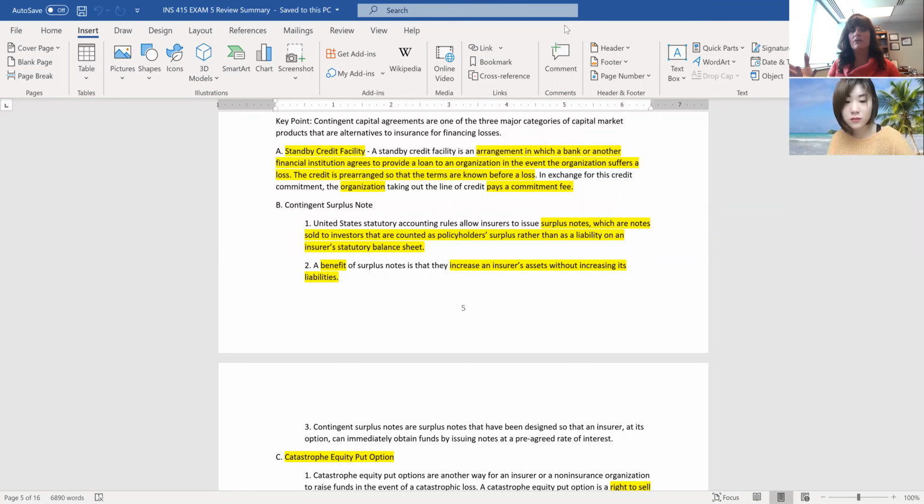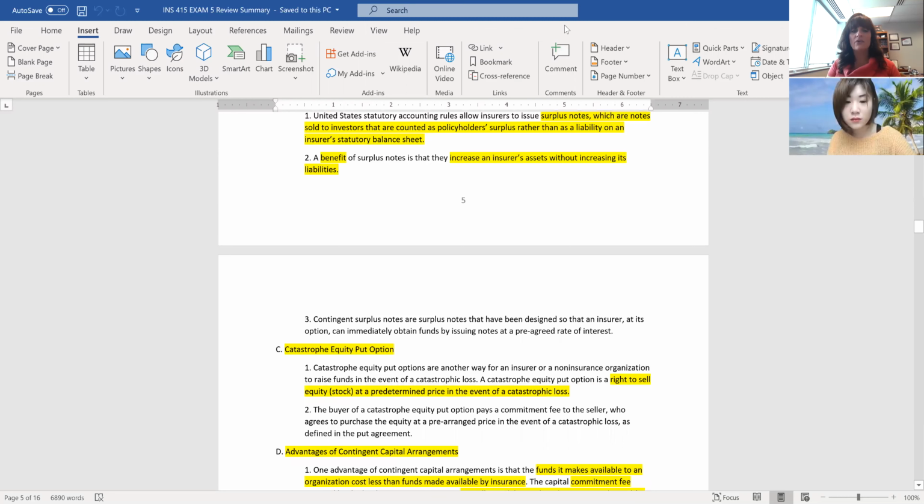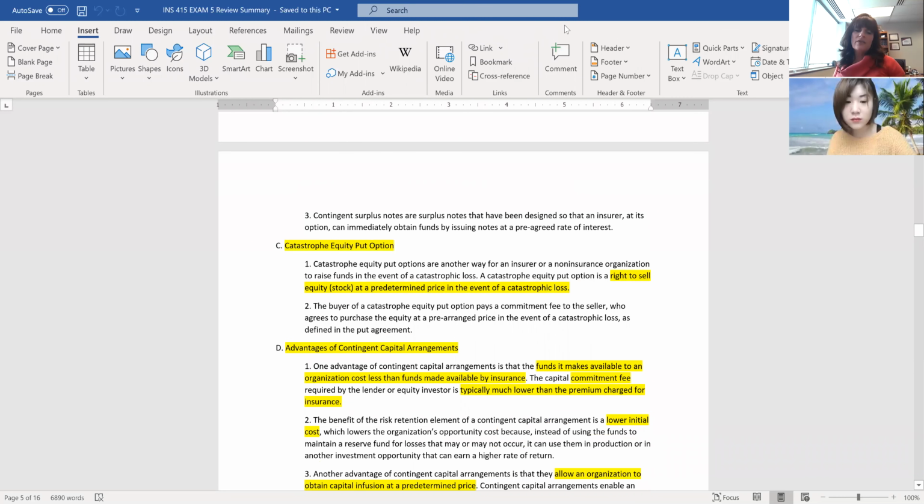It's just going to increase, and they get a say in your company and a piece of your equity. Catastrophe equity put bonds give you the right to sell stock or equity at a predetermined price in the event of a catastrophe. So again, you're saying I've got equity investors that are willing to buy a piece of my stock at a certain price if I have a major event.